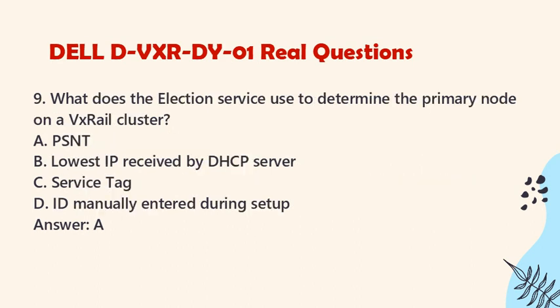9. What does the election service use to determine the primary node on a VxRail cluster? A. PSNT. B. Lowest IP received by DHCP server. C. Service tag. D. ID manually entered during setup. Answer: A.